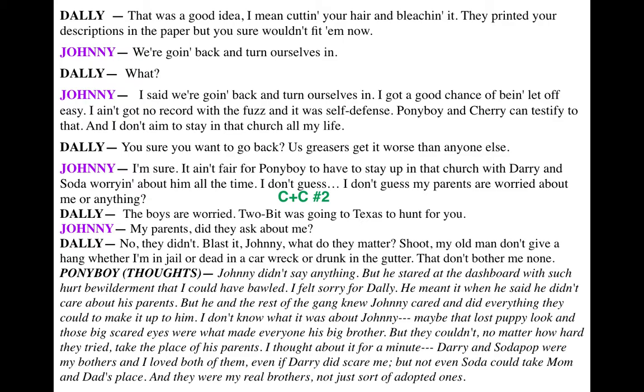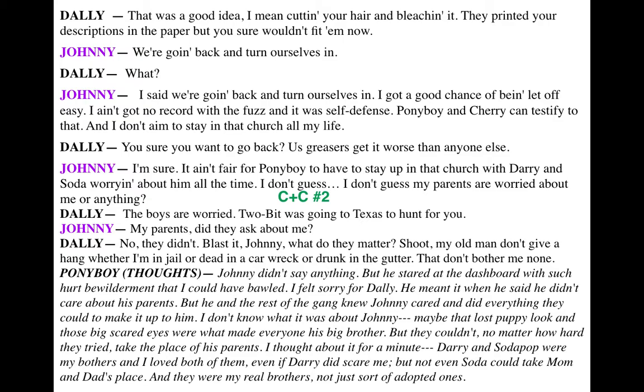Both Johnny and Dally have rough home lives. They've got parents that aren't very involved, and they've got parents that aren't really concerned about them. They don't really care what happens to them. But then what's the difference between Johnny and Dally? If you think about it here, Dally says he doesn't care. It doesn't bother him, right? It doesn't bother him that his old man doesn't care whether he's in jail or that he's dead. But it does matter to Johnny.